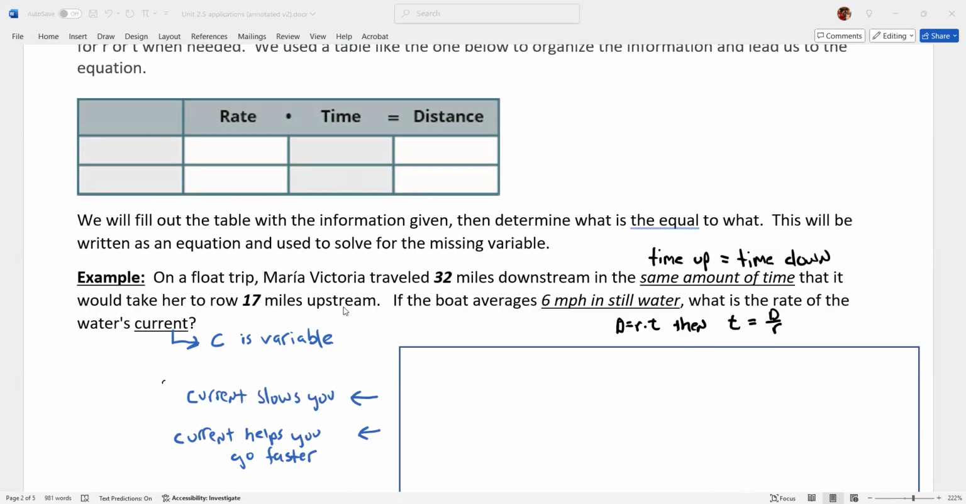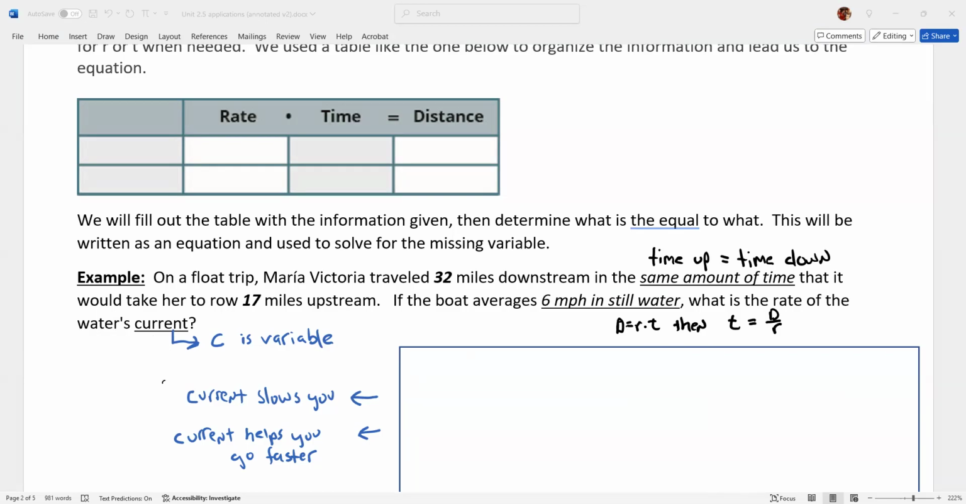Okay. So we have a downstream component and we have an upstream component. The amount of time that it takes is going to be the same, given the distances are different. If the boat averages 6 miles an hour in still water, what is the rate of the water's current? Okay. And so if you read the question, you can see that the answer that we're looking for is C. The variable that we're going to solve for is the current.